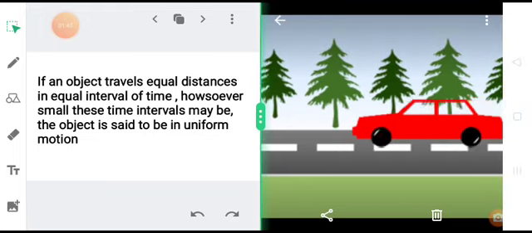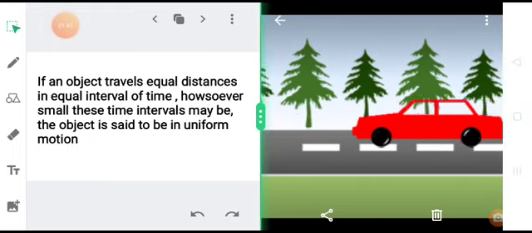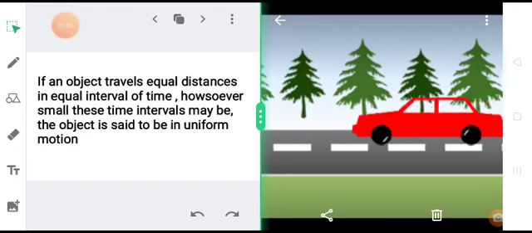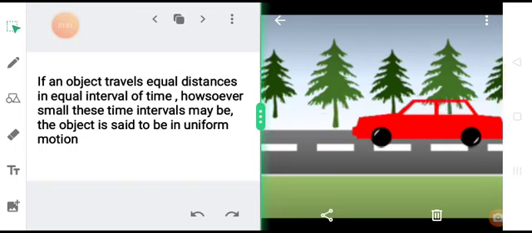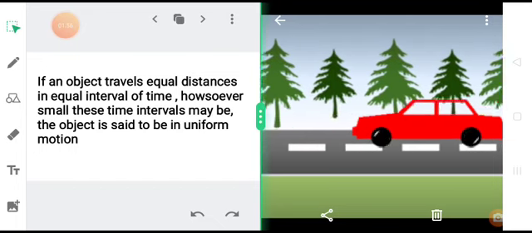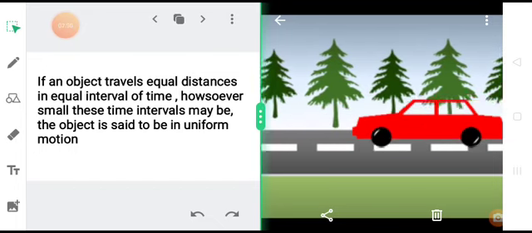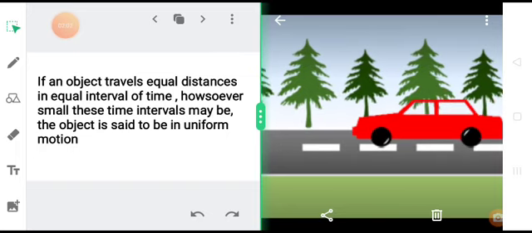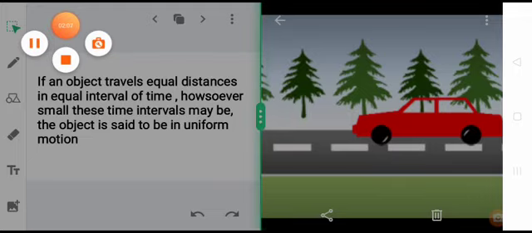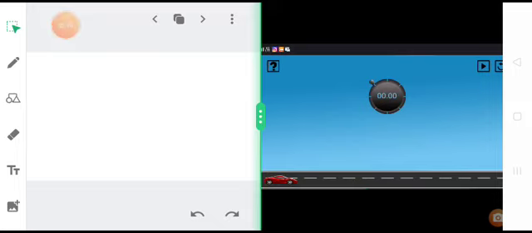If an object travels equal distances in equal interval of time, howsoever small these time intervals may be, the object is said to be in uniform motion. Now, to have a better understanding of uniform motion, let us consider one example. You can see in the adjoining picture, we are having a car that is about to begin its journey and a timer. The timer is presently set at 0. So we will begin our measurement of distance traveled by this car at time equal to 0 seconds.